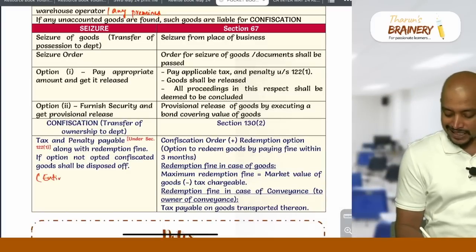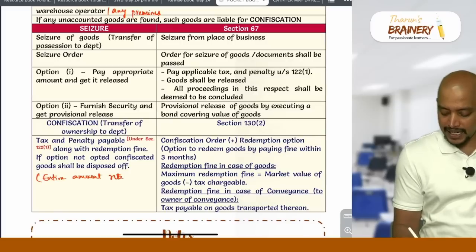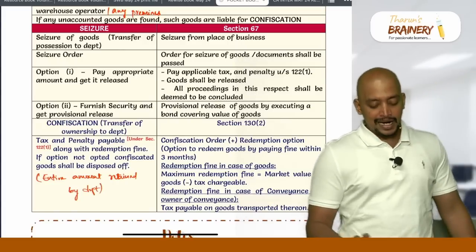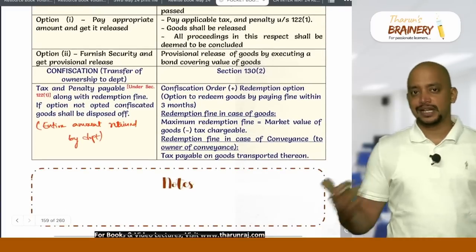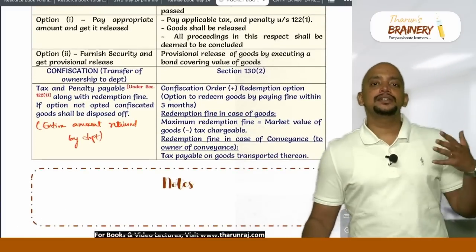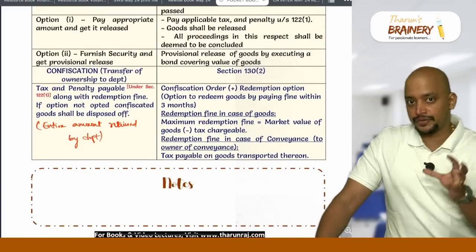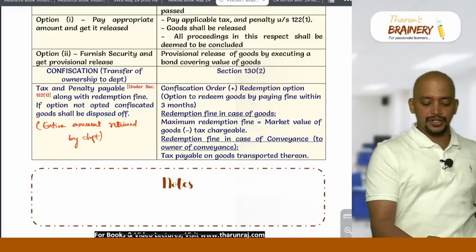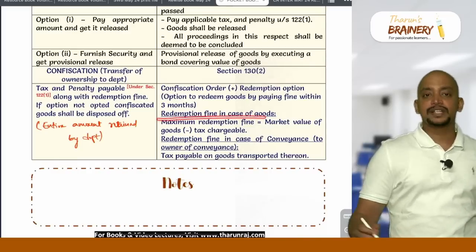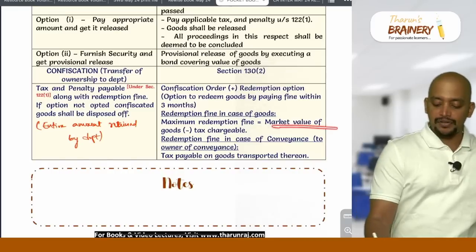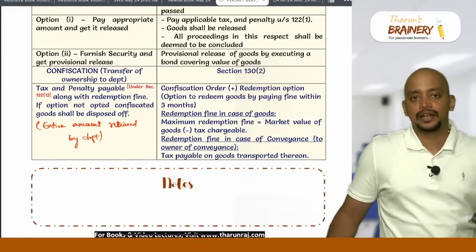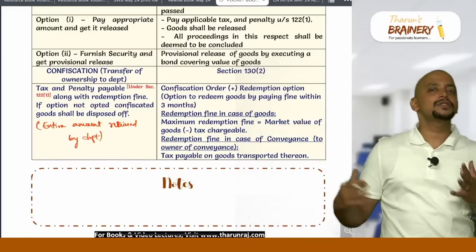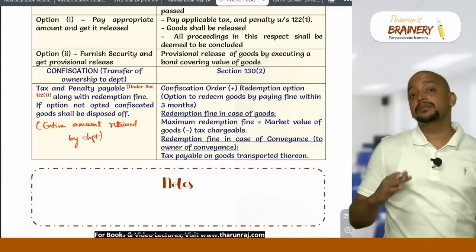The entire amount retained by the department. So it will not be given to the person. And suppose the redemption option is exercised, how much is the redemption fine? There is no concrete or absolute amount of redemption fine. So it depends. Redemption fine in case of goods: what is the maximum redemption fine? Market value of the goods minus tax chargeable thereon. So whatever is the market value of the goods minus tax chargeable, that much can be the maximum redemption fine for goods.